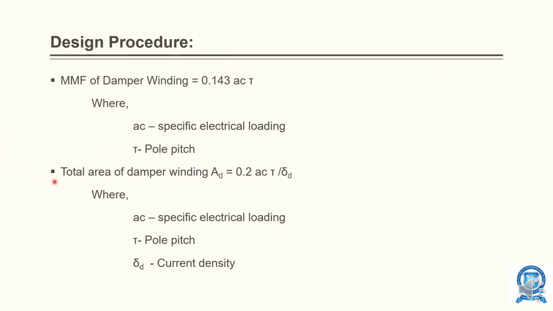So the next step is to calculate the total area of damper winding, which is represented by AD. AD is equal to 0.2 AC tau by delta D, where AC is specific electric loading, tau is pole pitch, and delta D is current density in damper winding.